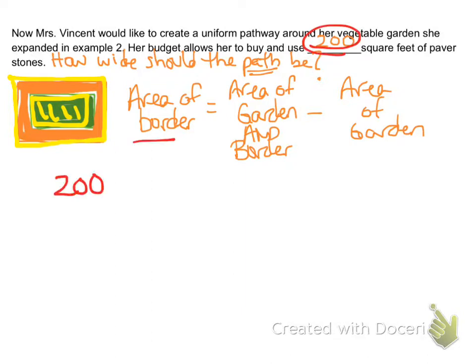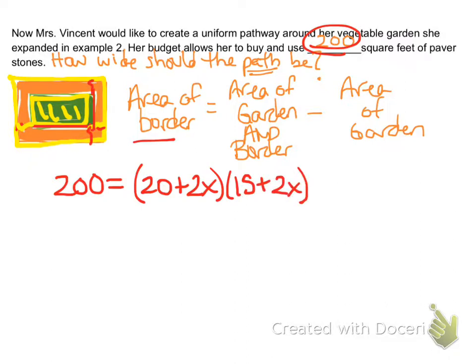So the area of the border I'm given is 200, and the area of the garden and the border, because I'm adding an x onto one end and an x onto the other end, so the length is 20 plus 2x. And then my width is 15, plus again I'm adding an x on both sides. And don't forget that I have to subtract the area of the garden, which is simply the 20 by 15.